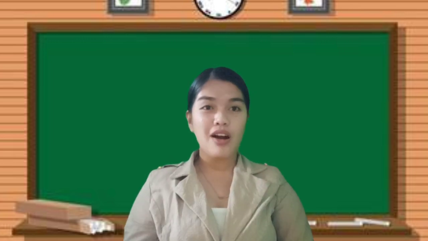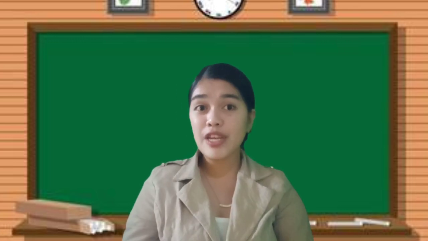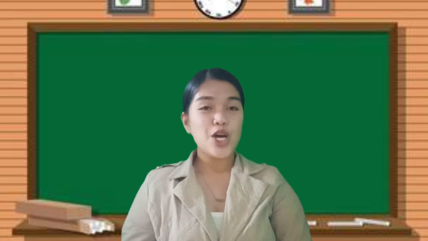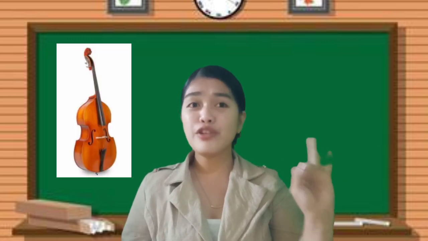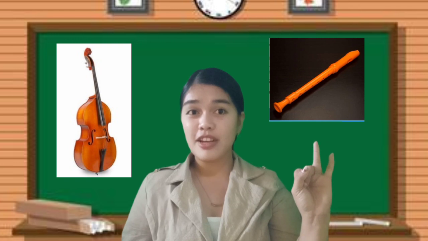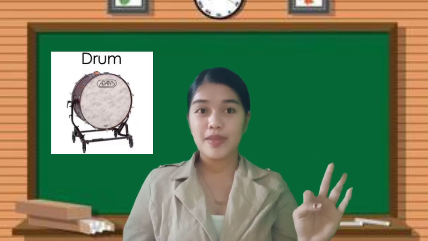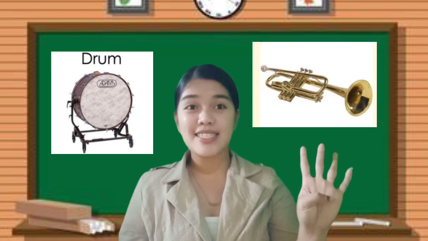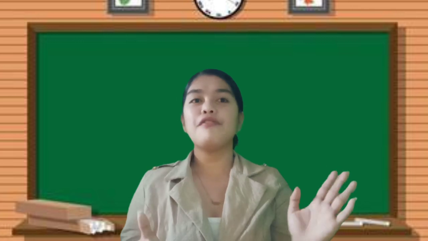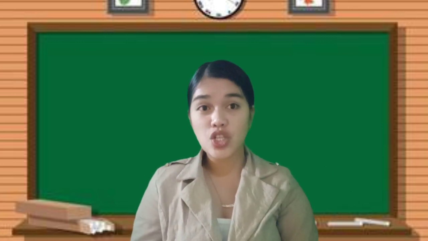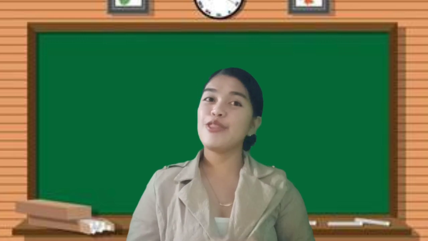Now, what are the musical instruments that you saw and heard in the video? Yes, we have violin. Another. We have flute. Yes, very good. Another. We have drums. Yes, there are many drums. Another. We have trumpets. Yes, it has also trumpets and many more. Very good. All that you have mentioned is a musical instrument that we can see in the video.